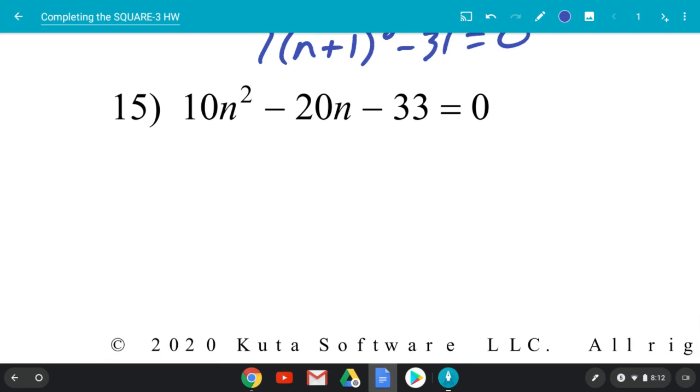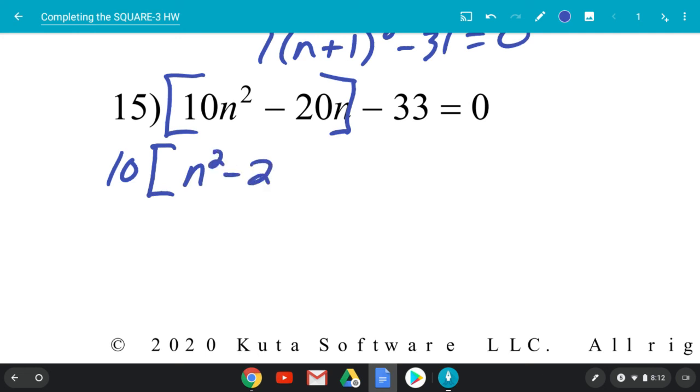Again, on 15, this last one, I can take out a 10 from these first two terms, but not the third one. So I have 10 times n squared minus 2n, space, minus 33 equals 0. You got 2n or 10n. You know, if I take out the n, then I won't be able to make a perfect square on the inside. Yes, I could take out a 10n, but it doesn't allow me to make a perfect square trinomial. Good question.